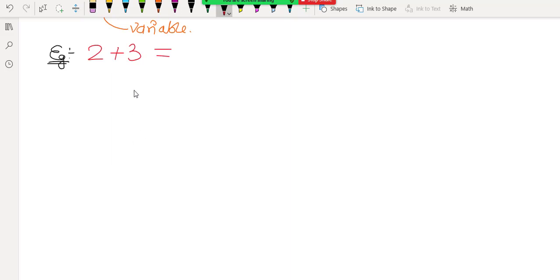If I add two numbers, what will be the result? Like 2 plus 3, what will be the result? A number. Yeah, very good. 2 plus 3 will be 5. I am adding two numbers, right? 2 is one number and 3 is also one number. So if I add two numbers, then the result will always be a number, right?